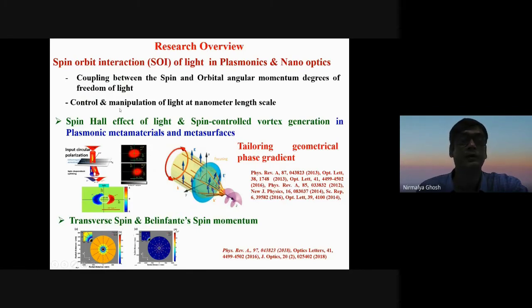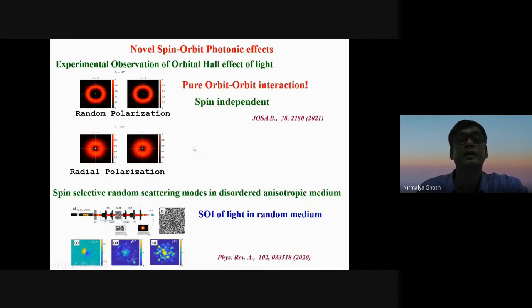This has opened up a completely new paradigm of devices for control and manipulation of light at the nanometer length scale. In this regard, we study various such exotic spin-orbit photonic effects, for example, the spin Hall effect of light and spin-controlled vortex generation, and we produce giant spin-orbit photonic effects in plasmonic metamaterials and metasurfaces by tailoring large spatial gradients of geometrical phases. We also study some elusive entities of the angular momentum of light, like transverse spin and Belinfante spin momentum. This is something which we have recently started working on.